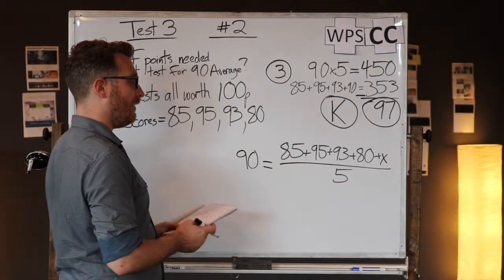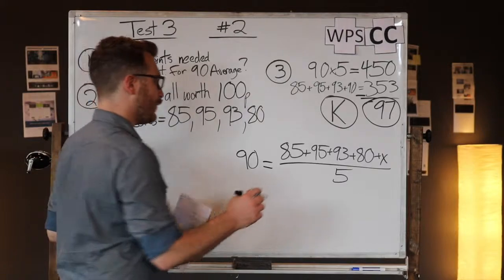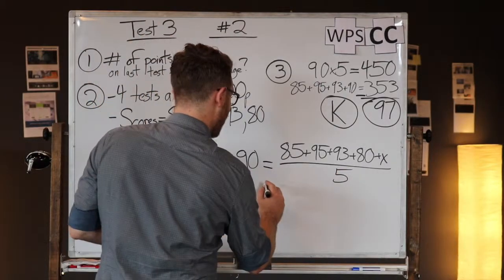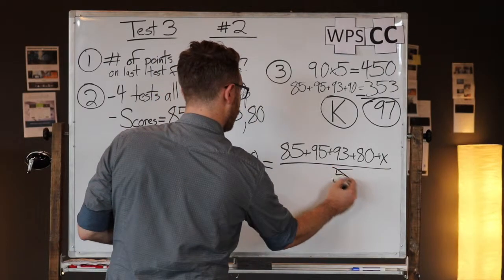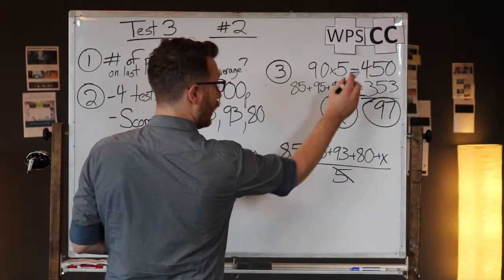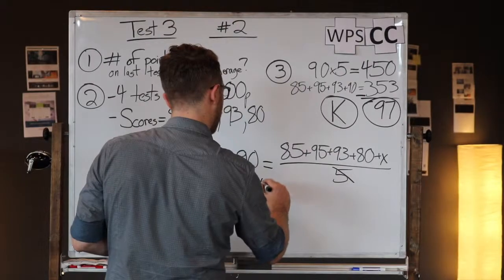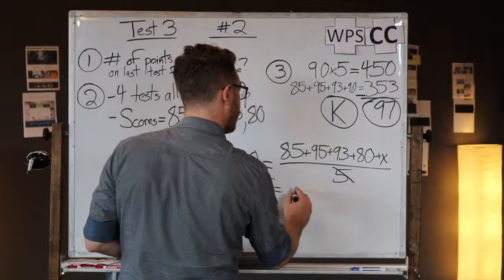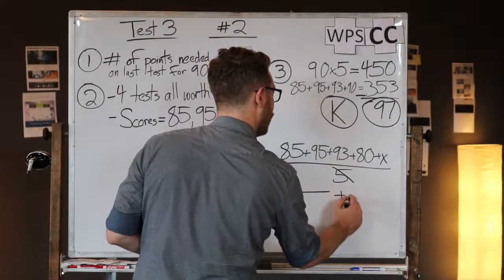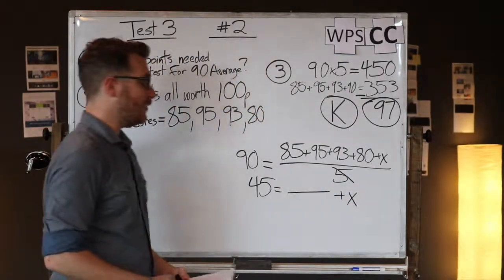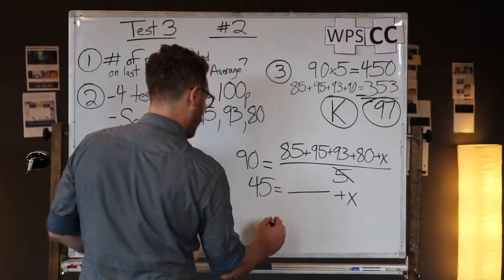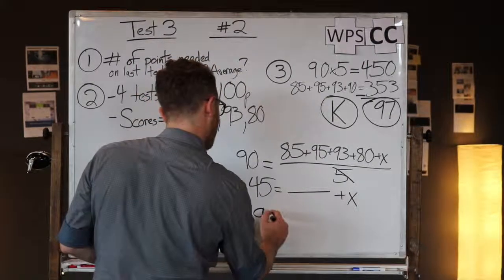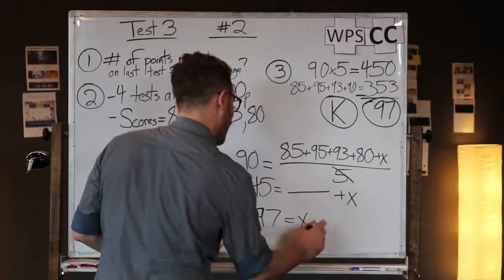So, now what am I going to do? I'm going to solve for x. I'm first going to multiply both sides by 5. So this 5 will disappear, and this side will turn into, we already know the product of that, 450 equals the test scores plus x. Now all I would have to do then is subtract the test scores from both sides, and I would get the same answer of 97 for x.